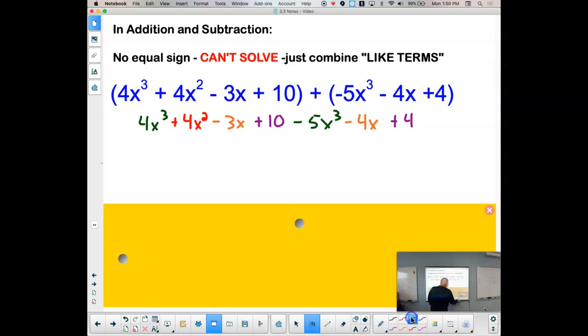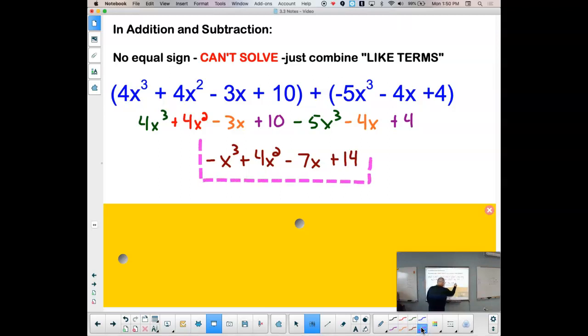So the green ones combine together to be negative x cubed. There's no other red term. The orange terms combine to be negative 7x. And the purple terms combine to be positive 14. So there you go. And there it is combined. I can't go any further because no other terms are alike.